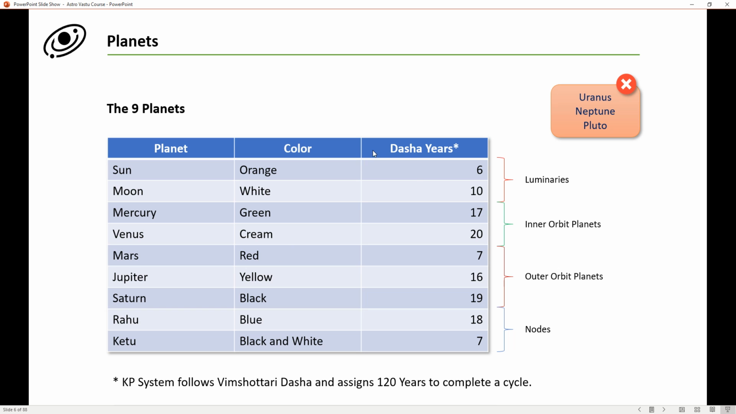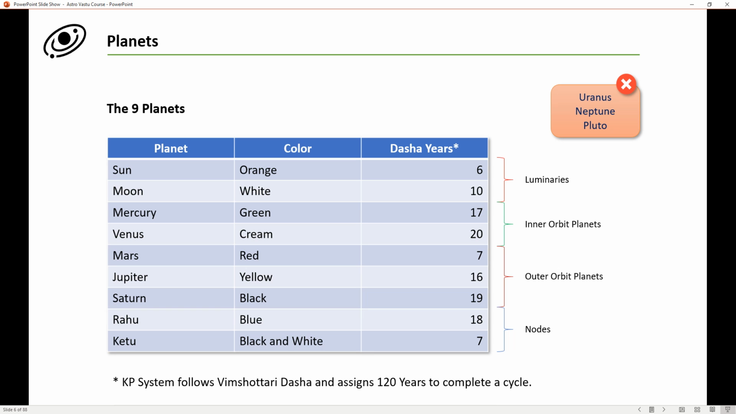So you have Sun which gets 6 years out of this 120 years. The longest dasha is that of Venus, which gets 20 years out of this 120 years. So if you add up all these, it will come to 120. Now as you can see here, Sun and Moon are considered as luminaries. Mercury and Venus are inner orbit planets, meaning Mercury and Venus are placed between Sun and Earth. That is why these are considered inner orbit planets.